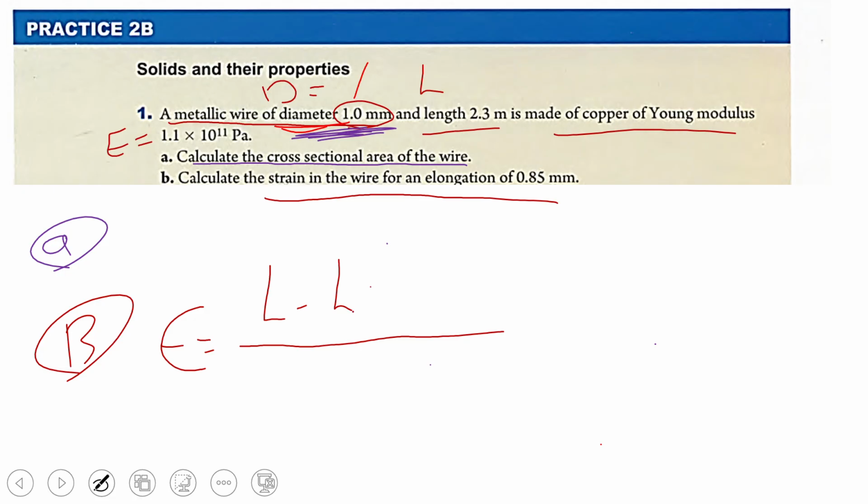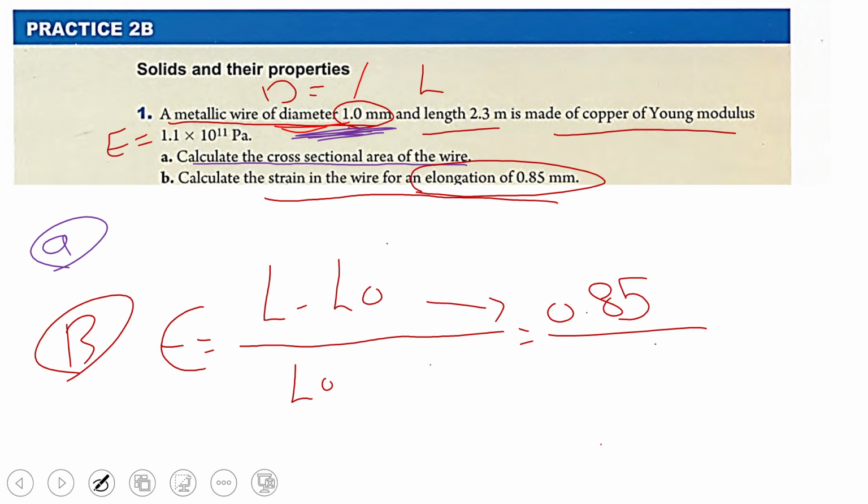L minus L naught over L naught, meaning elongation over initial length. In here it's written elongation equal to 0.85, so directly write 0.85 millimeter. And where is L naught? It's written length 2.3. This L naught is 2.3 meter.